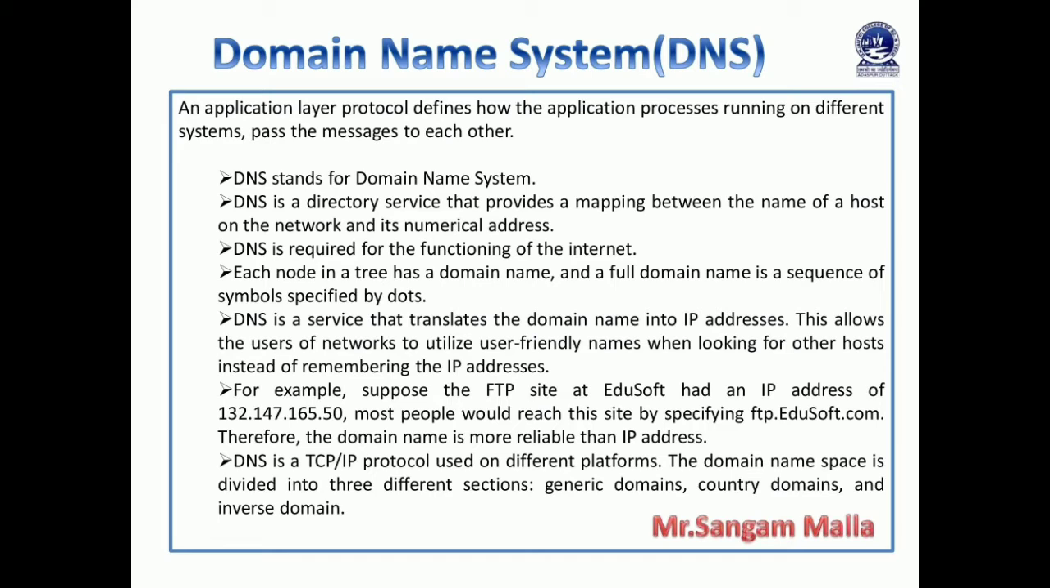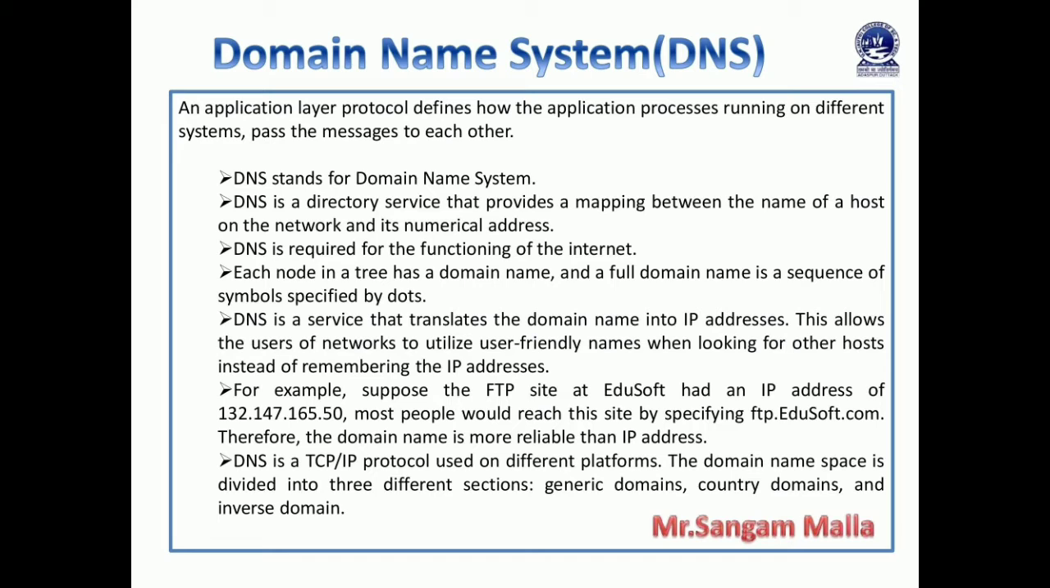DNS is a directory service that provides a mapping between the name of a host on the network and its numerical address. That means it is a directory service. As we have discussed, we have two servers, directory server and file server. So DNS is a directory service that provides mapping between the name of a host on the network and its numerical address. That means the IP address we get is directly linked with the name of the host. So whenever we call the host name, it will be redirected to its numerical address or IP address.